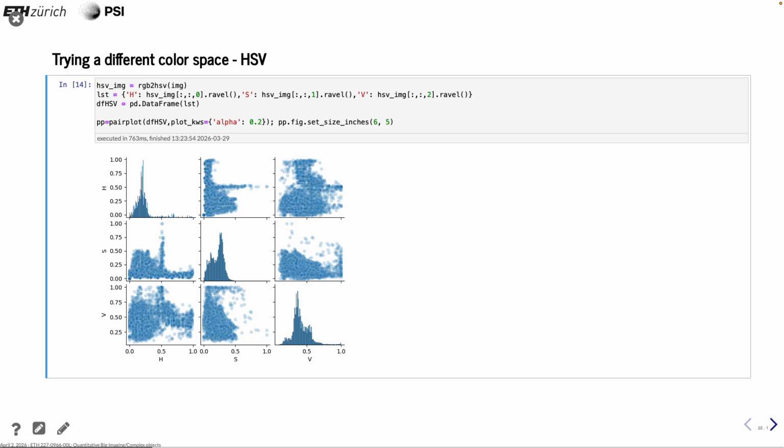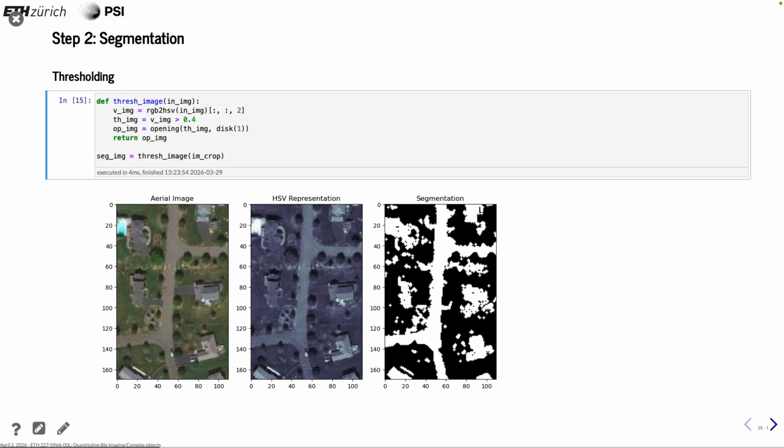And the saturation is how strong the color is, and the hue is how dark it is. No, wait. I'm probably mixing it up now. Yeah, anyway. What we are going to look at is the value, also the V value. So we do the conversion into a different color space and do a segmentation on that one.